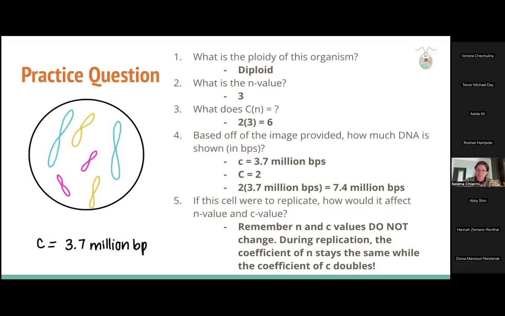And now this is the tricky part. You're thinking about if the cell were to replicate, how would it affect the N and C value? Okay, N is not changing. N and C value themselves, the actual value of each of them is not changing. The only thing that would change would hypothetically be coefficients. The coefficient of N, not changing. Nothing's happening to the coefficient of N. The coefficient of C, however, is going to double. That's because during replication, you're doubling the DNA. Coefficient of N, not changing because the number of centromeres stays the same.